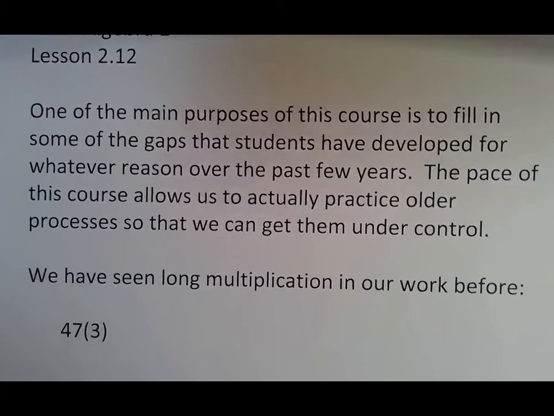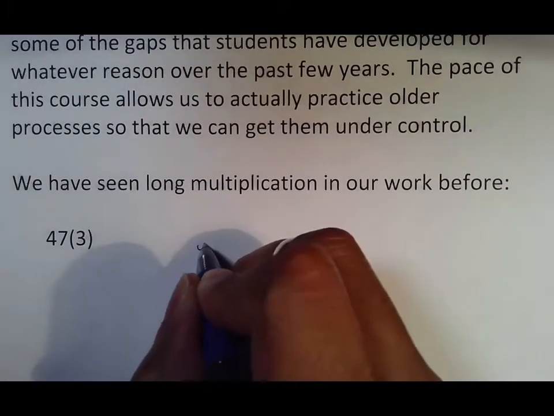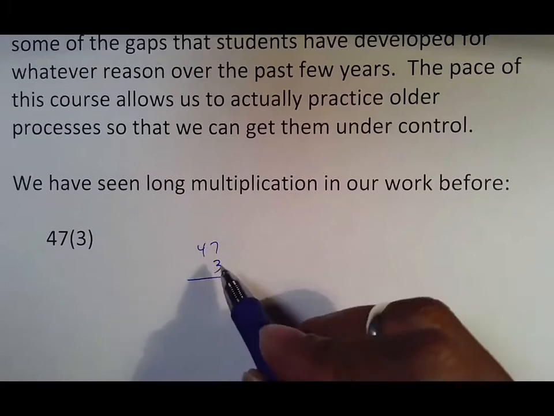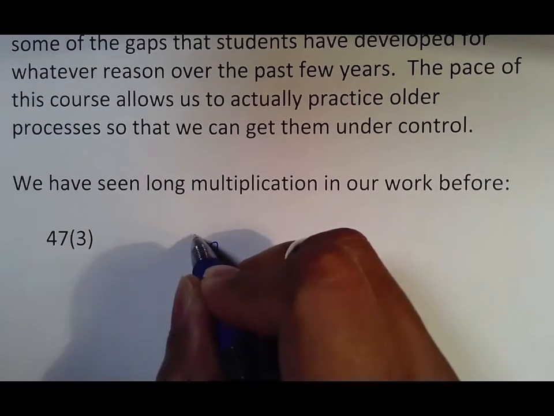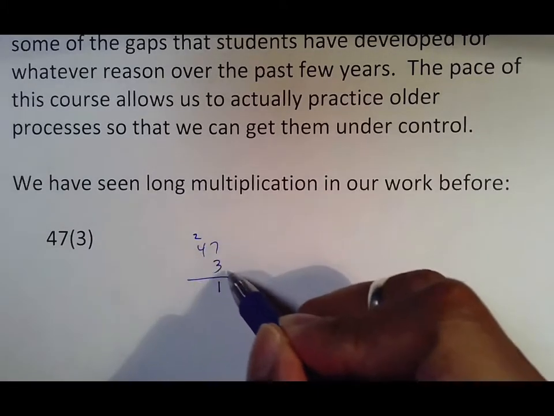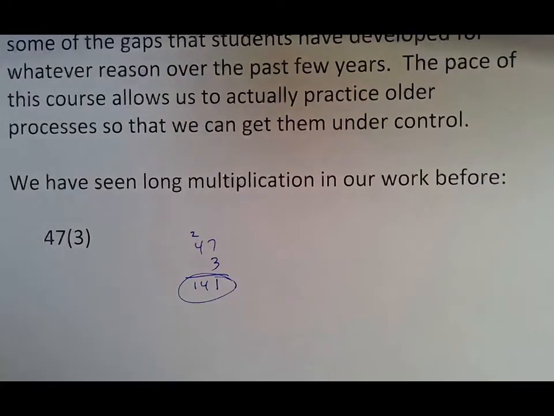We should have seen long multiplication in your work before. This is where you had to take the 47 and the 3, and we took the 3 by both numbers. We did 3 times 7, which is 21, so we wrote the 1 and carried the 2. We did 3 times 4, which is 12, plus 2, or 14, and that was our answer.